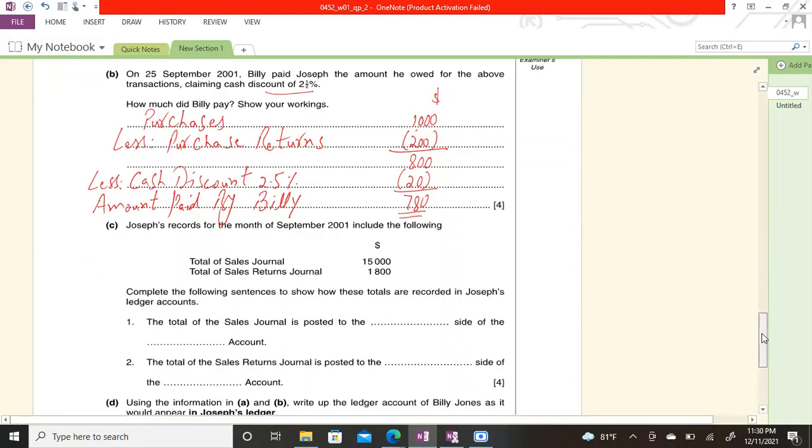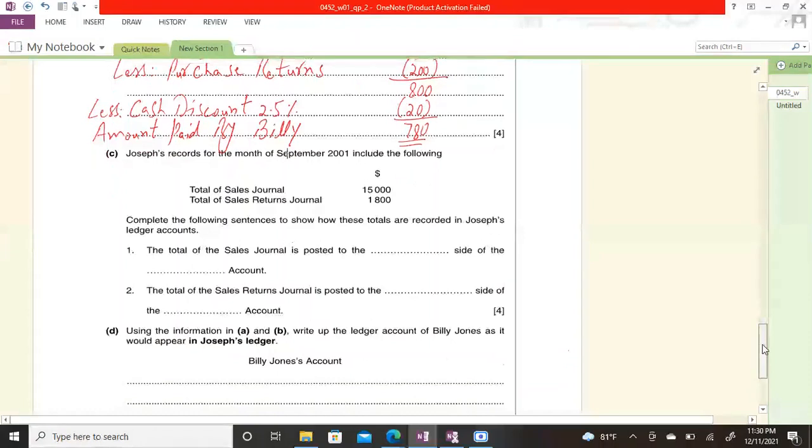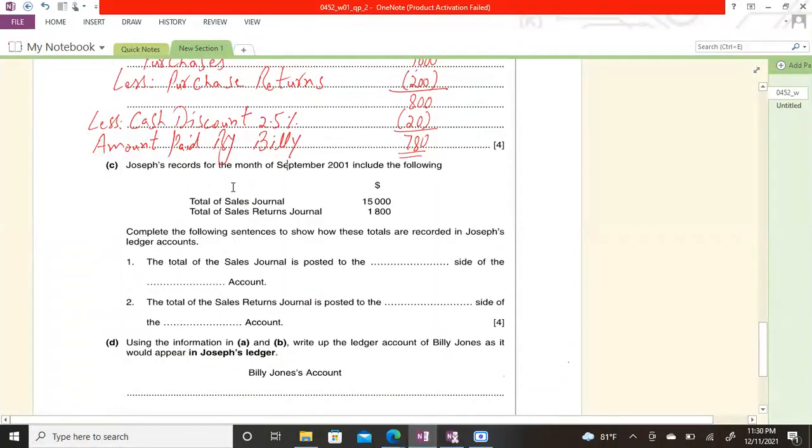Let's go to part C. In part C, Joseph's records for the month of September 2001 included the following. Now, in the books of Joseph, who is a seller, the total of the sales journal. When we use the term sales journal, it means all credit sales are recorded in the sales journal, and similarly, in the sales returns journal, all credit sales returns are recorded.